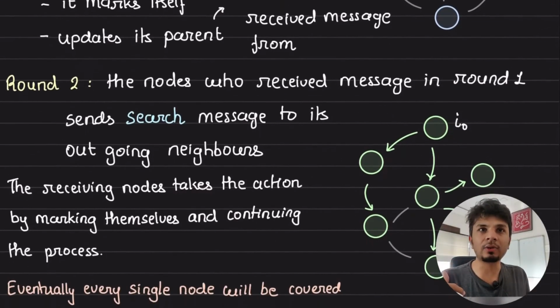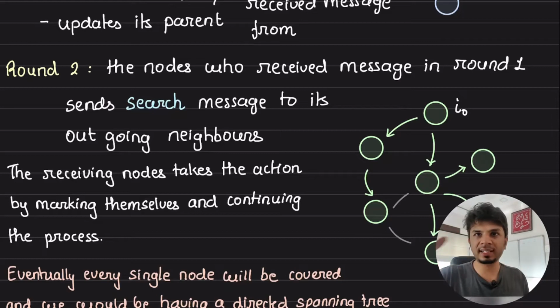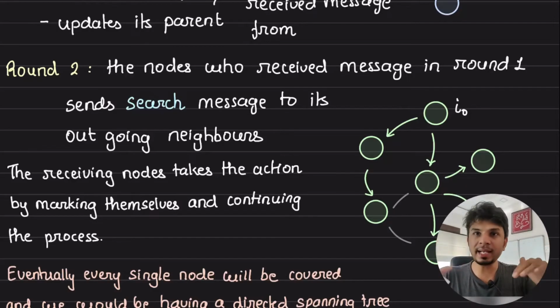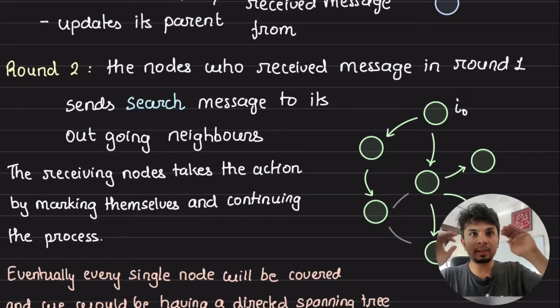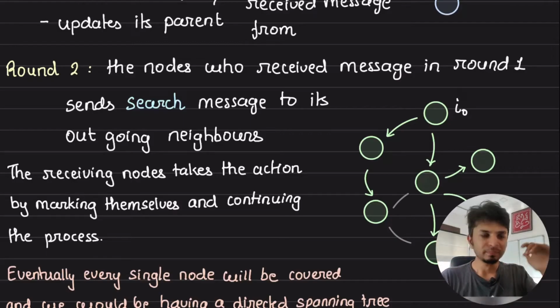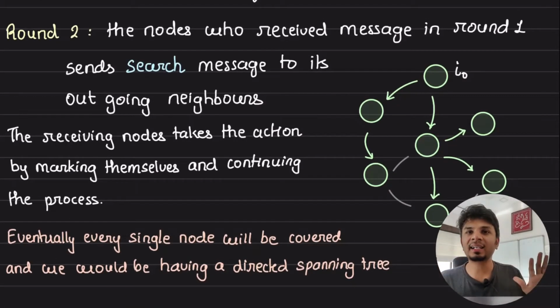Now, in the second round, the nodes who received the message in the first round participate. For example, if node I0 sends a message to A, B, and C, now in the second round, A, B, and C would participate. So the idea is, with every round, the nodes who just received the message would participate in the next round. The nodes who just received a message in round 1 participate in round 2, and they send a search message to their outgoing neighbors. And this process repeats until the entire graph is covered.